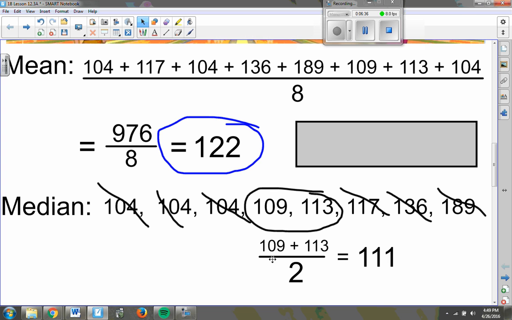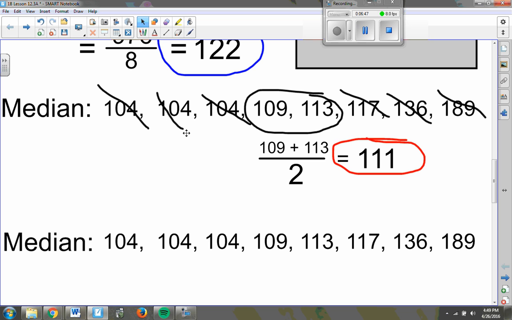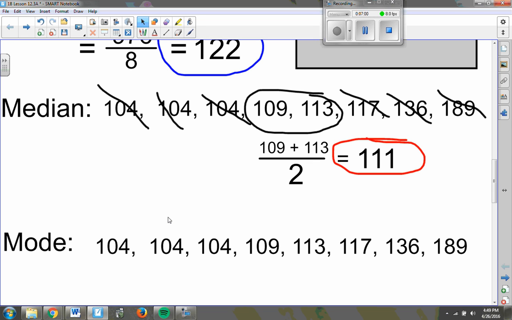Okay? So the mean is 122. The median is smaller than that. It's only 111. And now we're going to go a little bit away from the measures of where the center is or what the average is or what the middle is. We're just going to talk about the mode here, which, as we defined above, is the most popular of our data points, or the most common of numbers in our set of data.